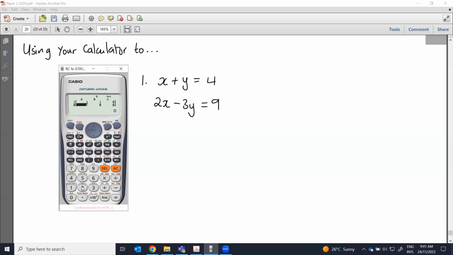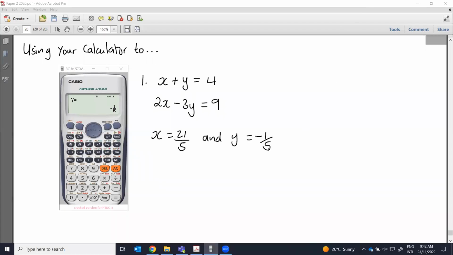The coefficient of x is 2, equals. The coefficient of y is -3. Okay, so the sign in front matters, so it's -3. And then the constant term is 9, equals, and that's it. Press equals again, and it'll solve for x. x is 21/5, and y is -1/5. And there you have it.